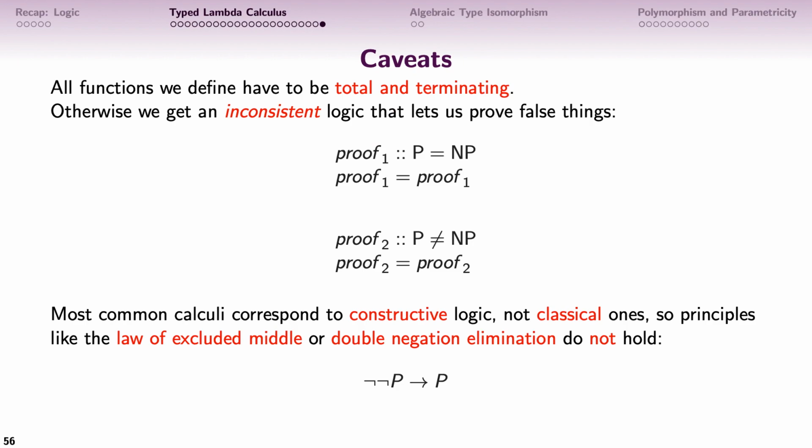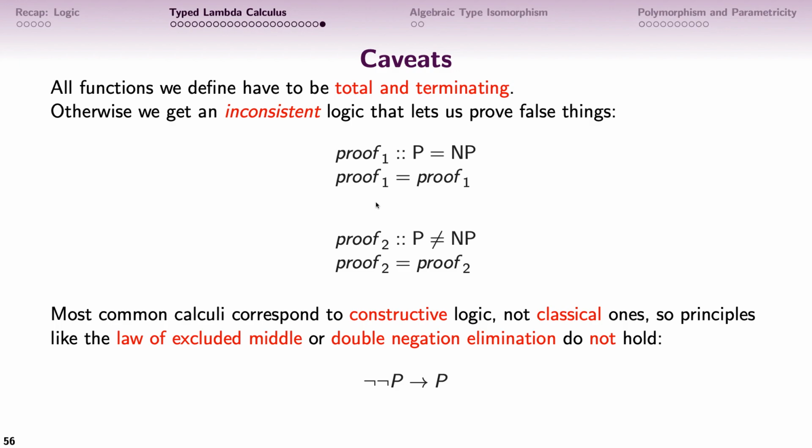The reason for this is otherwise we would get what's called an inconsistent logic, which lets us prove things that are false. So for example, if I wanted to prove p equals not p and I didn't have this restriction that all my functions should be total and terminating, then I could just say my proof is equal to my proof, right? It's an infinite loop. And this infinite loop is a program that is of type p equals not p. As far as the type checker is concerned, if I put this into Haskell, that would be true. And then similarly, if I did the same thing here, p is not equal to not p, then Haskell would also approve of this type. So the fact that I can prove two contradictory things suggests that my logic is inconsistent.